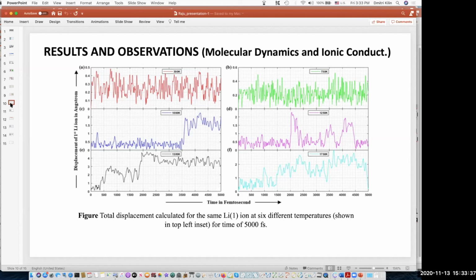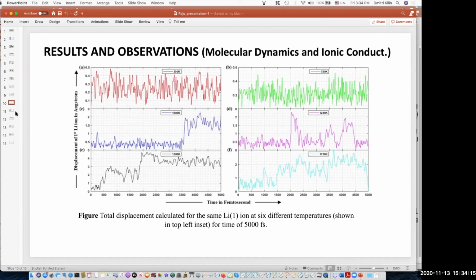That's why, and also from the movie, it was clear that at the initial position it was just vibrating. It was not moving from its original position. So you can see at 300 Kelvin and 750 Kelvin, it doesn't make a move. It just starts to vibrate. But at 1000 Kelvin, you can see at 3500 femtoseconds, it makes a jump.